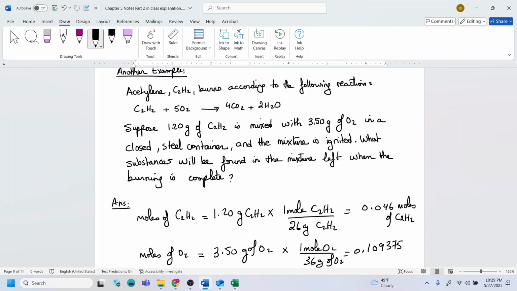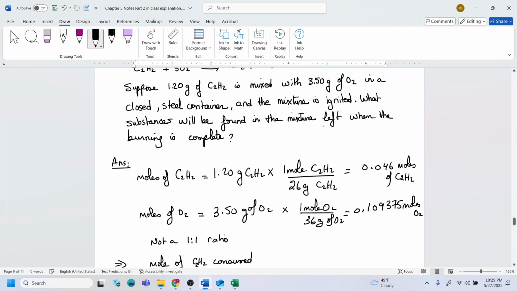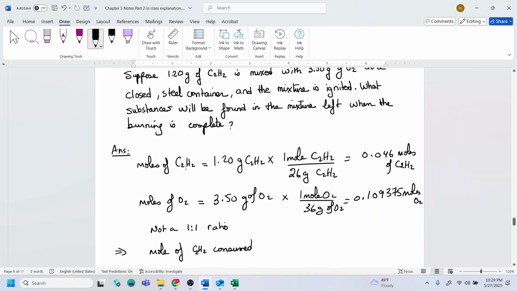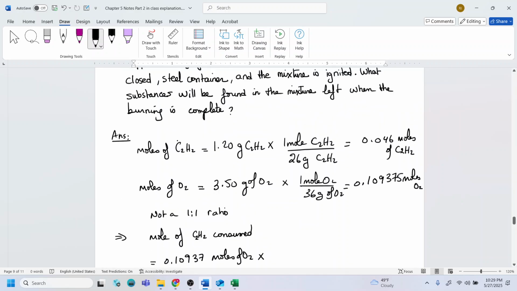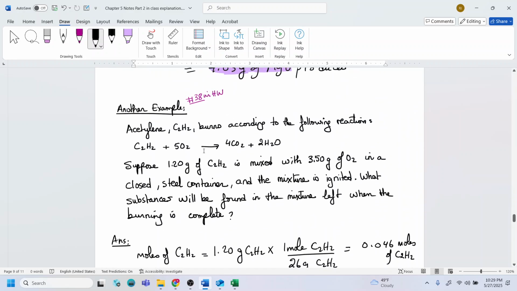Now I'm going to go ahead and figure out the moles consumed as I did earlier for the acetylene and for the oxygen in there. So let's start with the acetylene. So to get the moles consumed of the acetylene, I'm going to use the moles of the oxygen. So that is equal to 0.10937 moles of oxygen. I'm going to relate this with the chemical equation in there.